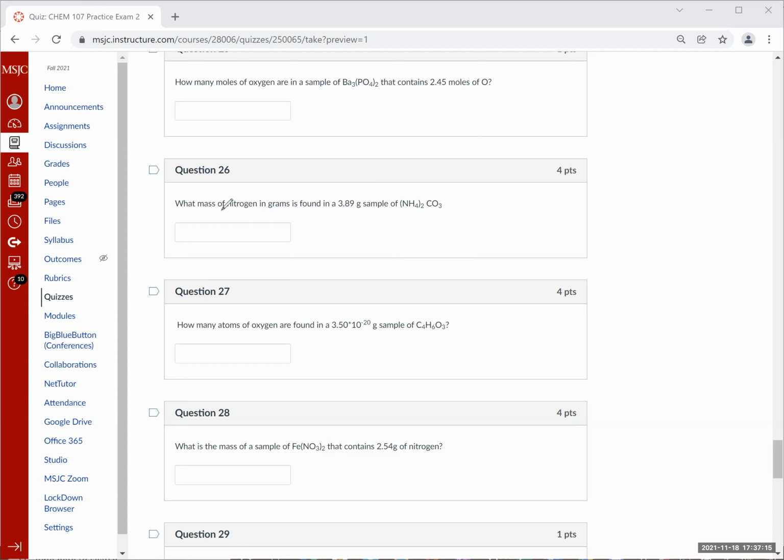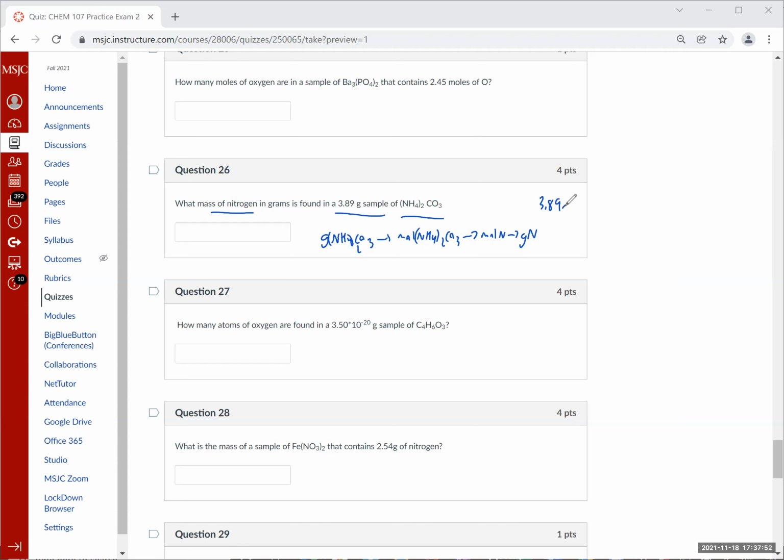Okay, so in this case, we're asked what mass of nitrogen in grams is found in a 3.89 gram sample of ammonium carbonate. So we're trying to go from the grams of ammonium carbonate to the moles of ammonium carbonate, and then to the moles of nitrogen, and then to the grams of nitrogen. There's another method that I didn't show in class using mass percentage, but we're just going to use this method because it works pretty well.